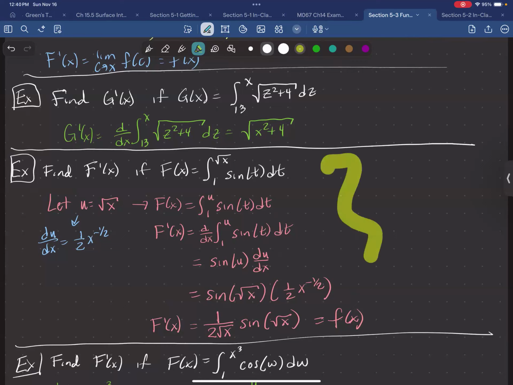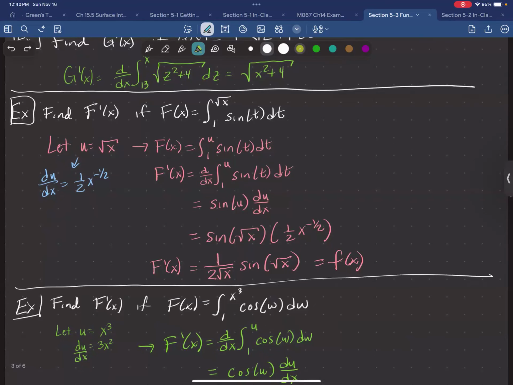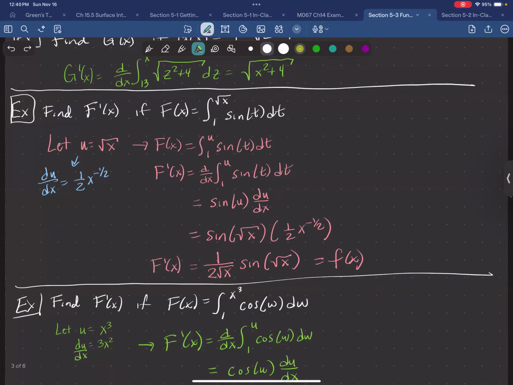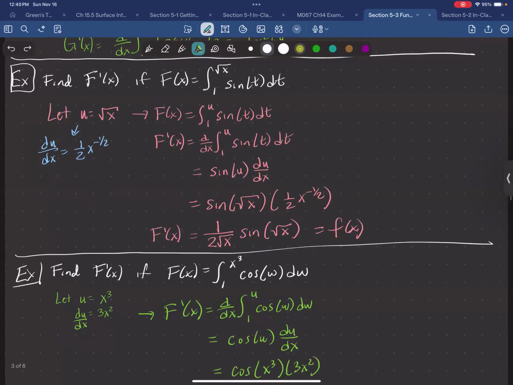Try doing what we just did right here. Try doing that real quick. Hit pause. All right, I'll assume you did. We could plug it directly in, get a cosine of x cubed, but we got to do a du dx. So I'm going to say u equals x cubed, du dx equals 3x squared. So when I do the fundamental theorem of calculus part 1, I get cosine u du dx. We substitute in what we have, and we get 3x squared cosine of x cubed.